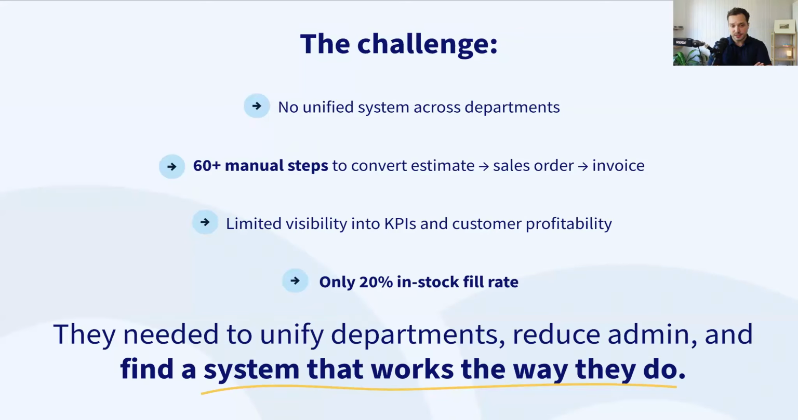They didn't have a unified system. It took them, and they counted this out, 60 steps to actually go from estimate to then sales order to then invoice. It's a pretty wild amount of steps. They didn't really have great visibility into KPIs and how each customer was doing. And their inventory stock fill rate, right, which is how quickly they kind of service the parts based on what they have whenever customers want them, was 20%, which is a challenge.